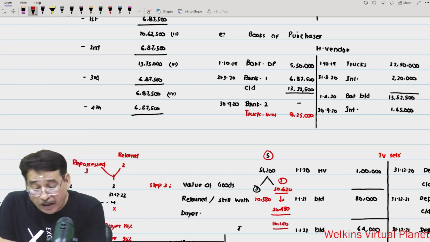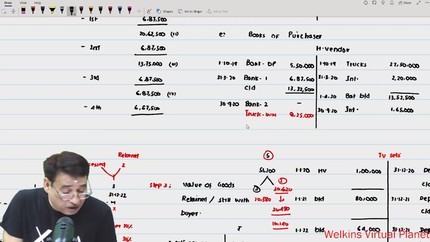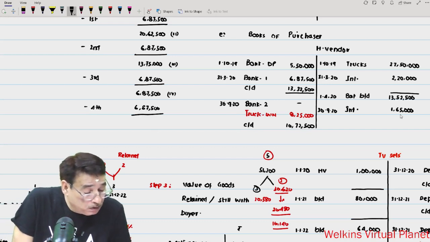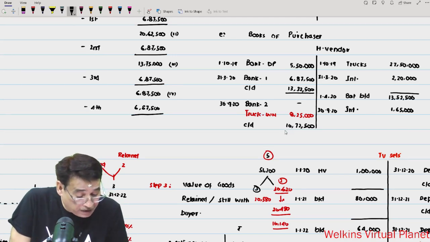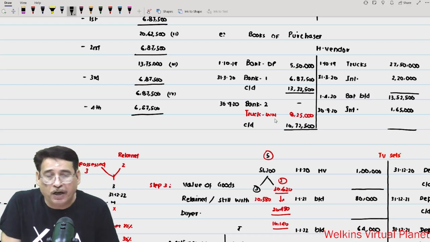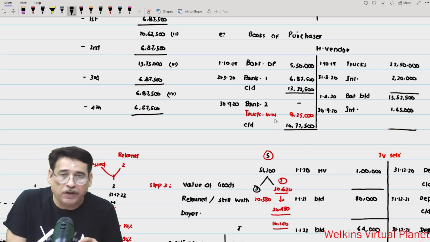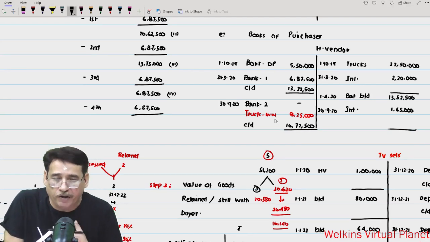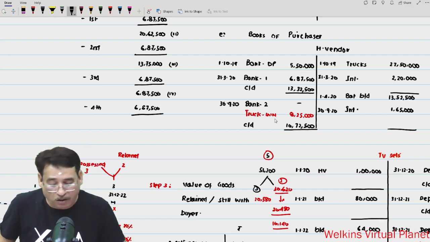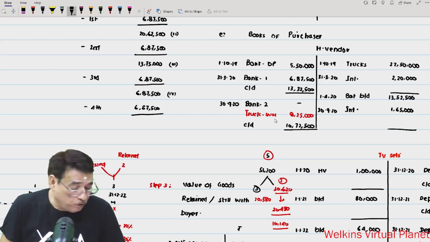So whatever balance we are going to get in this particular account will be equal to 10,72,500. This balance shows that we are still supposed to make a payment of 10,72,500 to the hire vendor. Why? Because we are still holding three trucks. Is it clear to you or not? This is how we have to move up.